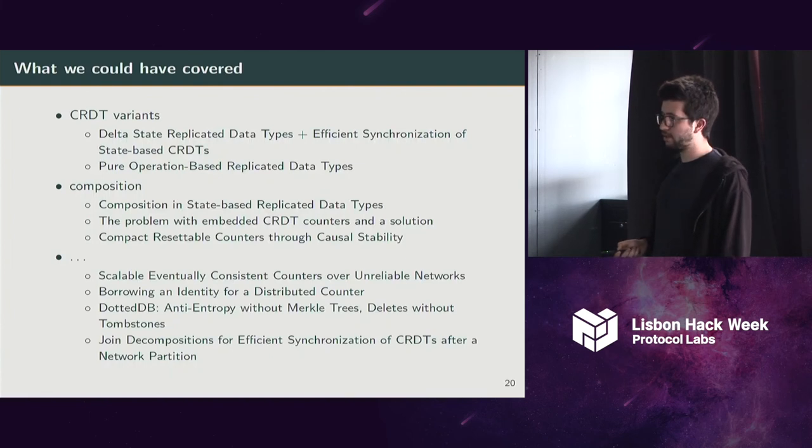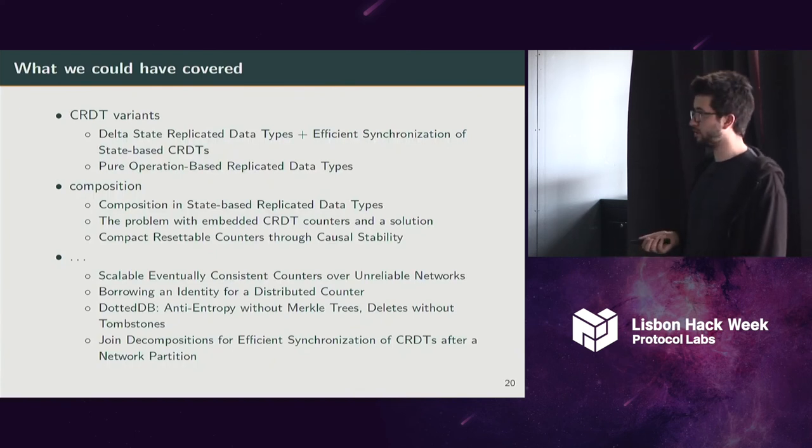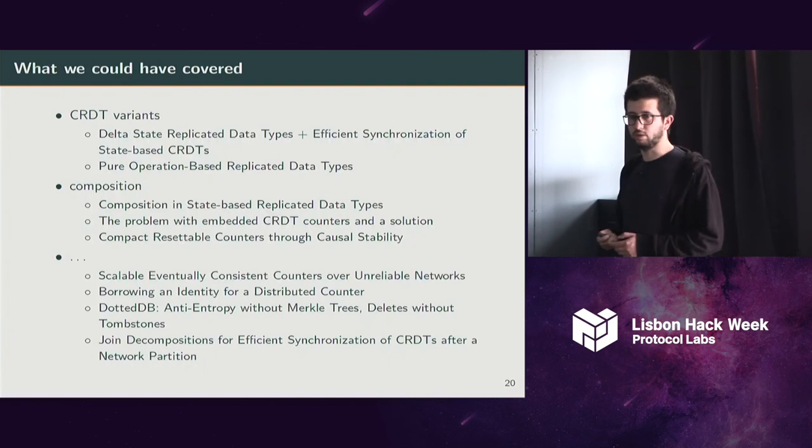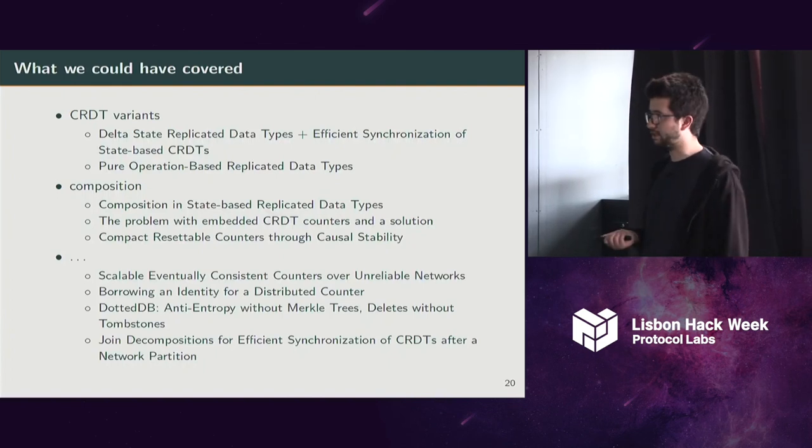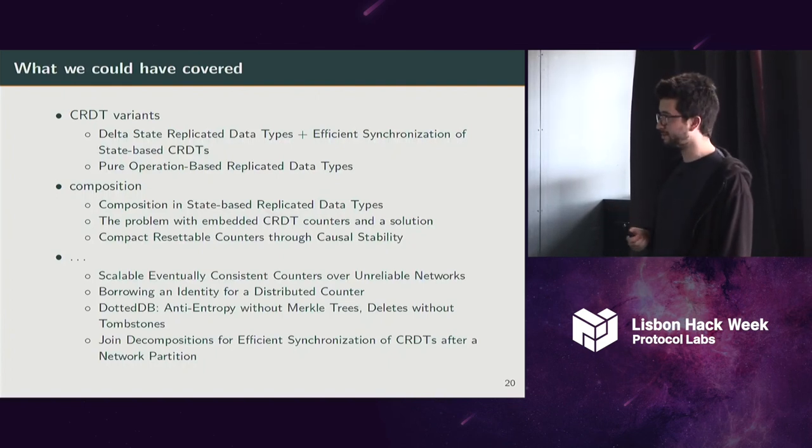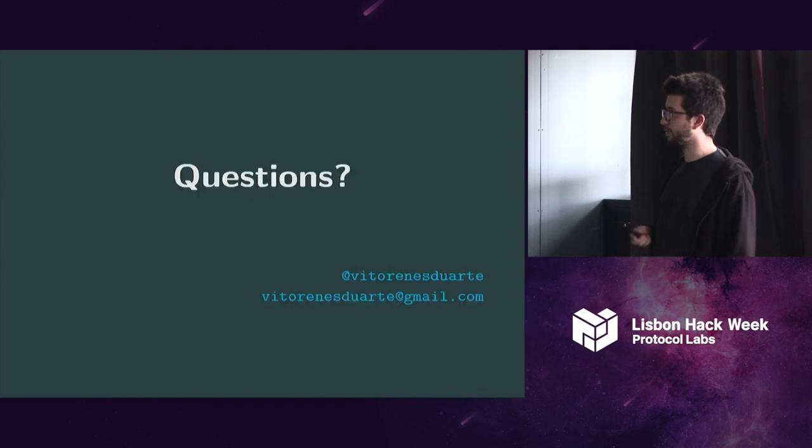DotDB is used as a way to synchronize two replicas without using Merkle trees. So you may be interested in looking at that. And this last one is for when you have a partition and you want to synchronize two state-based CRDTs efficiently, if you want. Okay, and that's it.